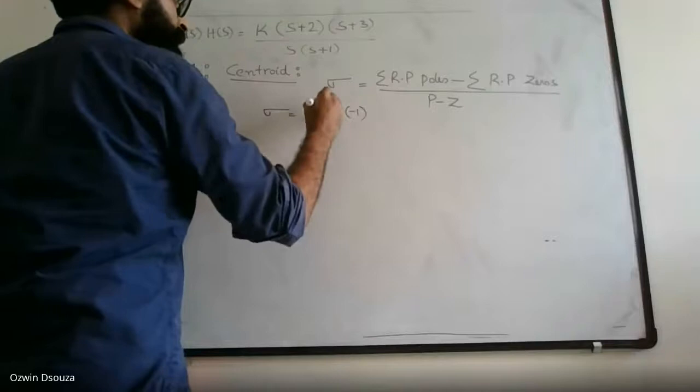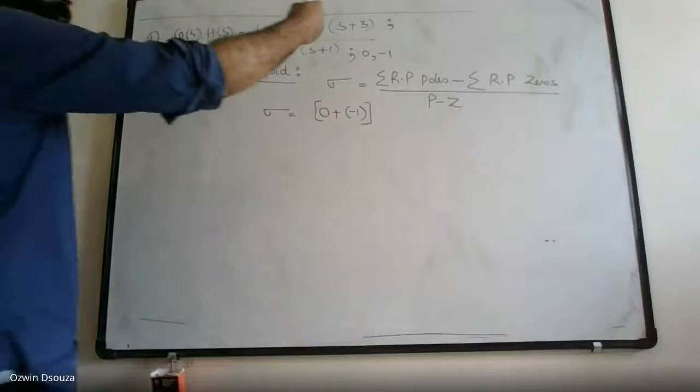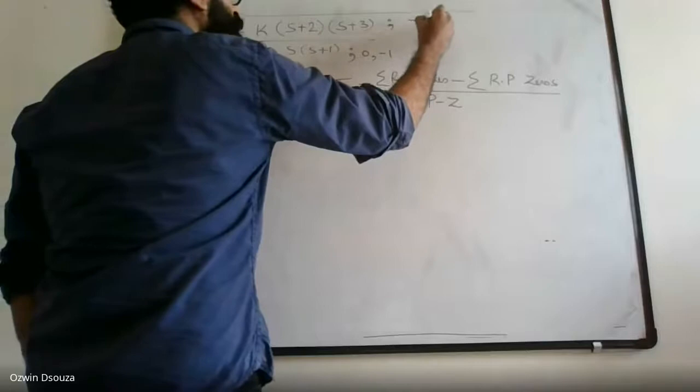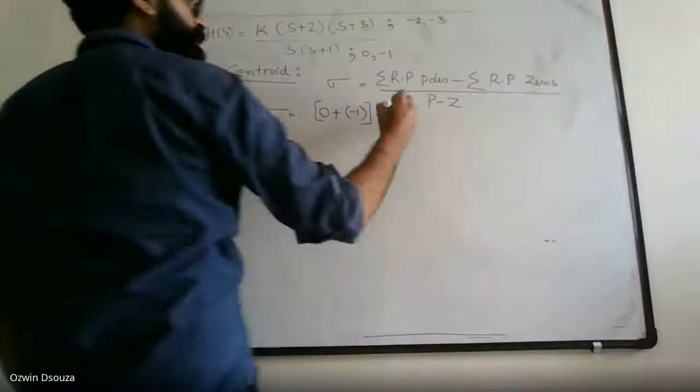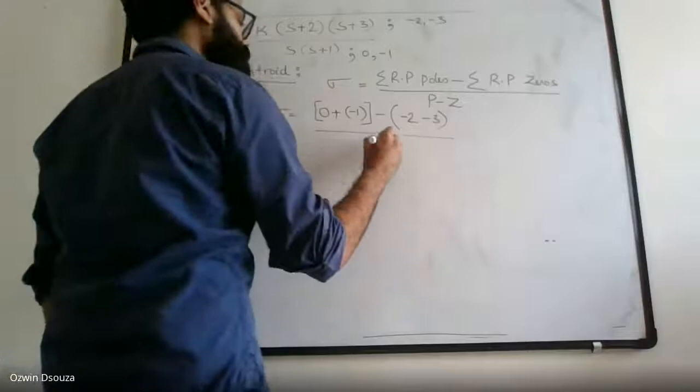Because when you equate this to 0, you will get 0 comma minus 1. Similarly, when you equate the numerator polynomial to 0, you will get s is equal to minus 2 comma minus 3. Okay, minus real part of zeros. What is the real part of the first factor? It is minus 2. And the real part of the second factor is minus 3. Divided by p minus z, which is essentially 0, right? Which is essentially 0.